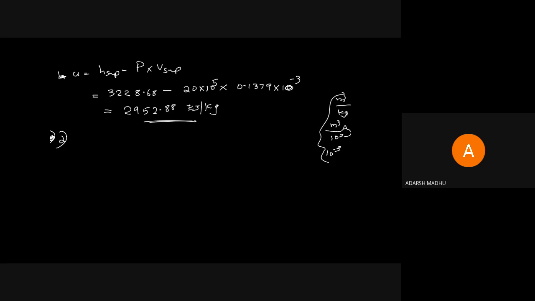Therefore, just write down, you know that H equal to U plus PV. Therefore, U equal to H minus PV. H minus P, but here we have a dryness fraction also. Therefore, H minus P into X into V.